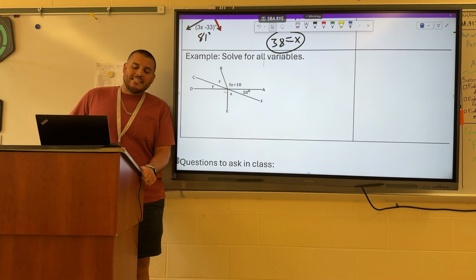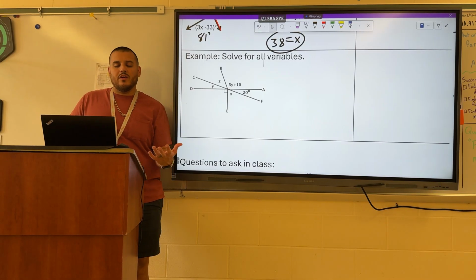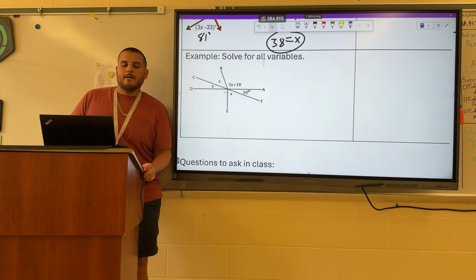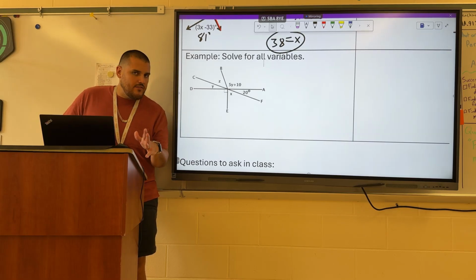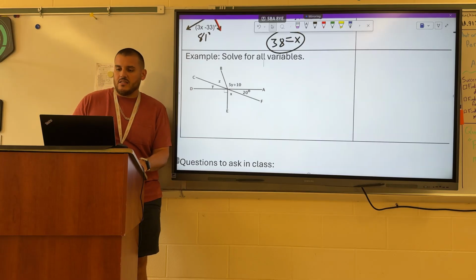All right, our last example looks like the most complex one. We have multiple variables to solve for. In these scenarios, we really just want to break it down, try to find one angle pair at a time, and then go from there. Remember, I think the first thing you should try to identify is vertical angles. I think those are the easiest things to see.